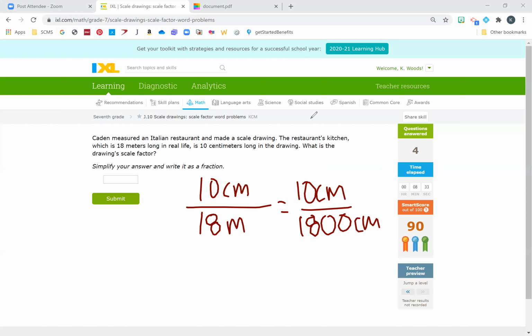So if we simplify that, 10 goes in there 1 time. So then we have 1 over 180 is what we should have for this answer. Let's put it in and see if we're right.